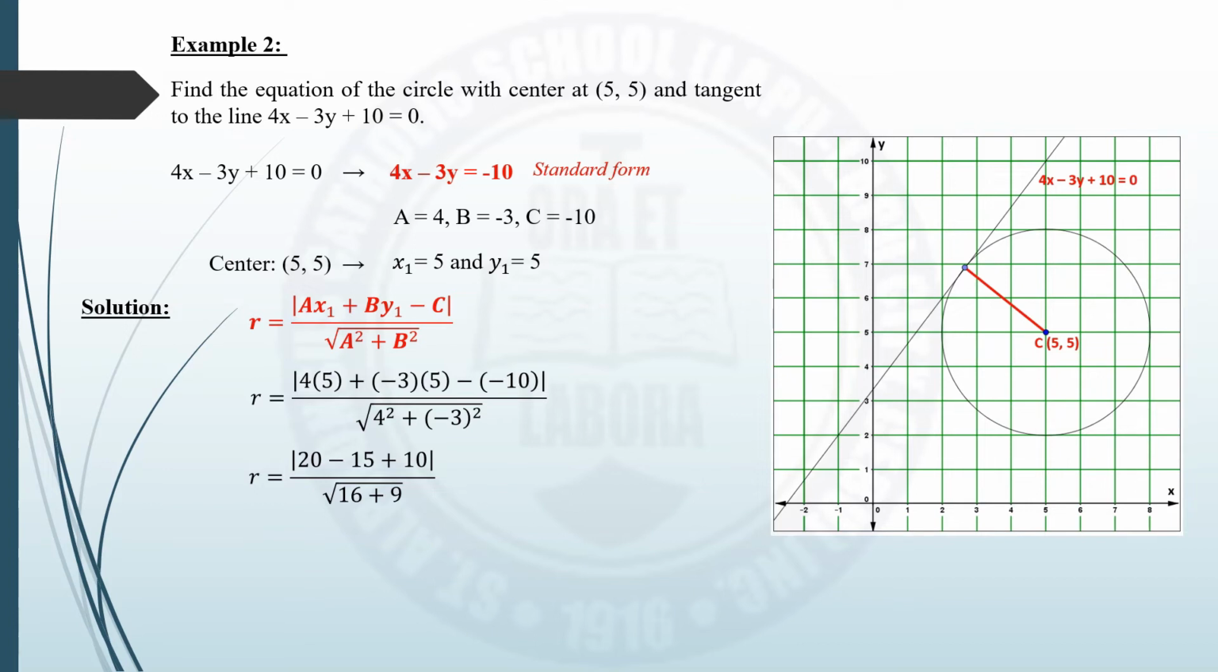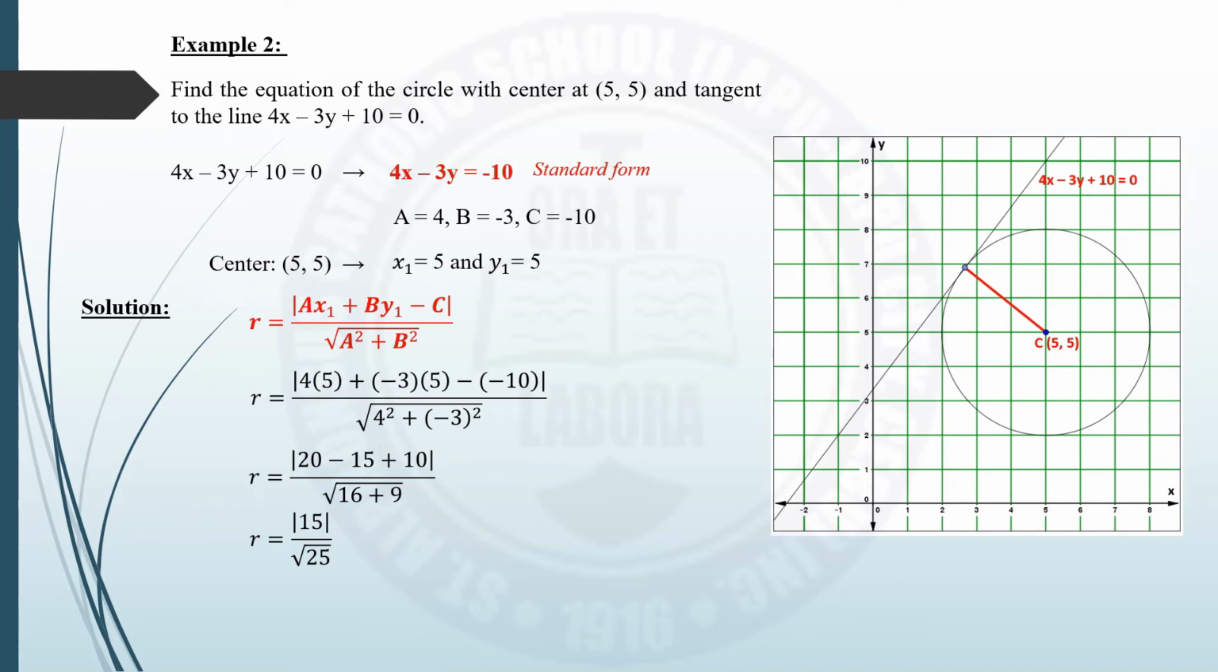the answer is 16. Negative 3 squared, the answer is 9. So we have square root of 16 plus 9. Okay, so simplify them further. We have 20 minus 15, that makes it 5. 5 plus 10, that makes it 15, or absolute value of 15 as our numerator.